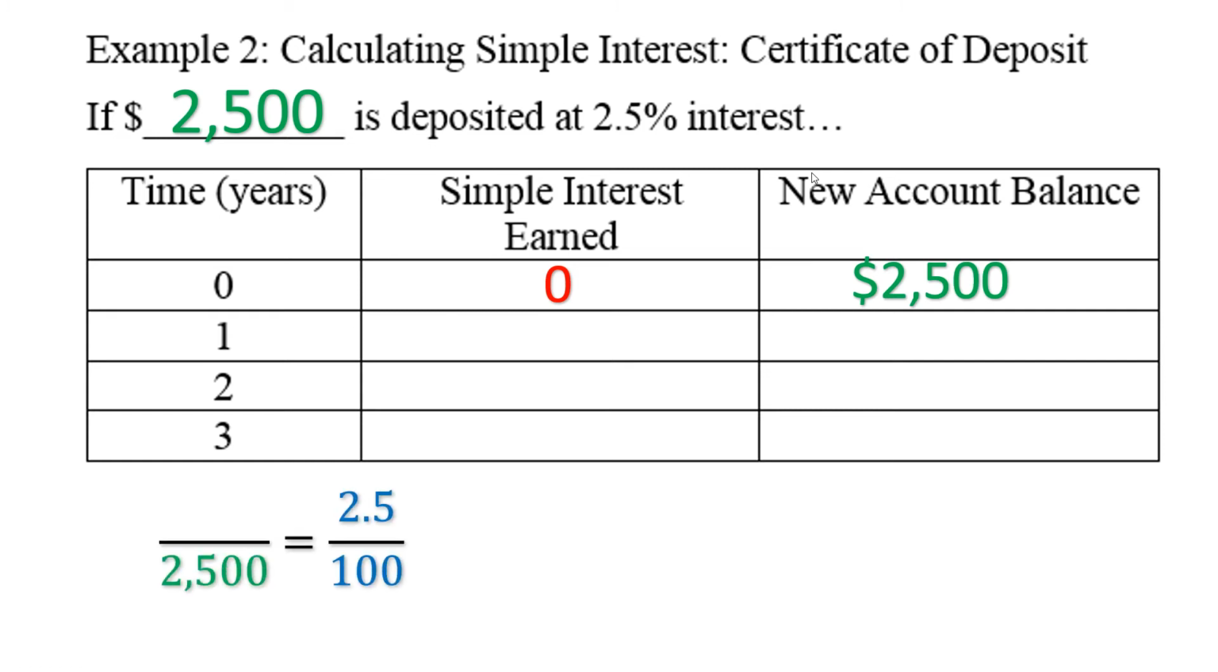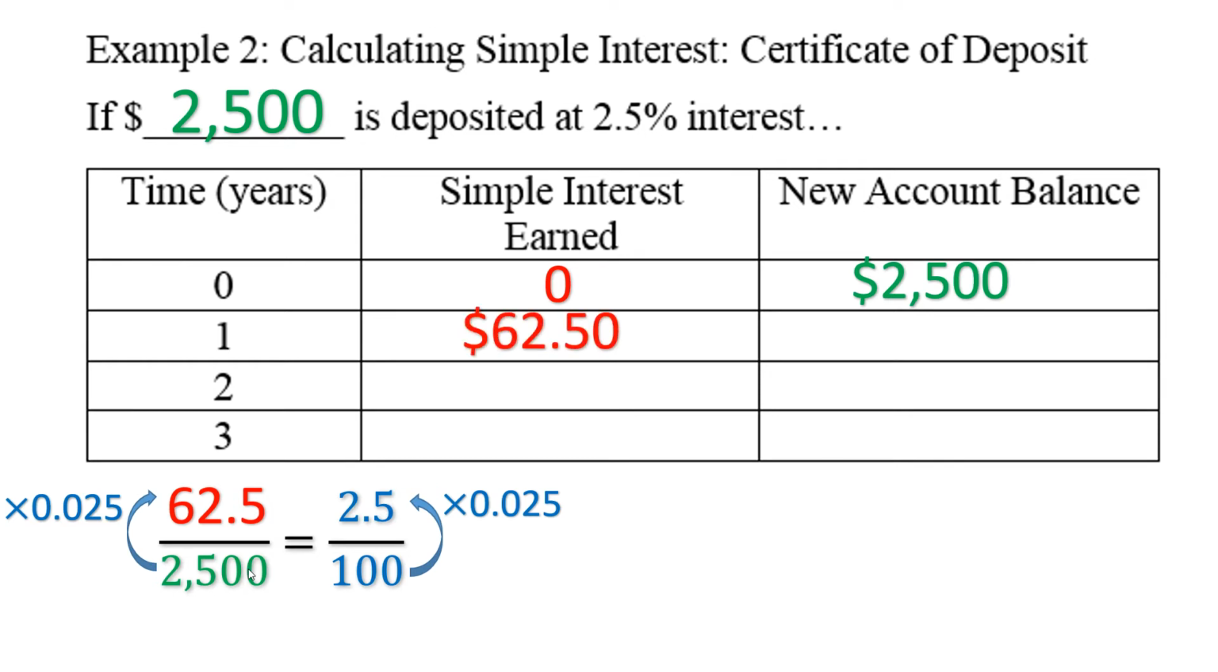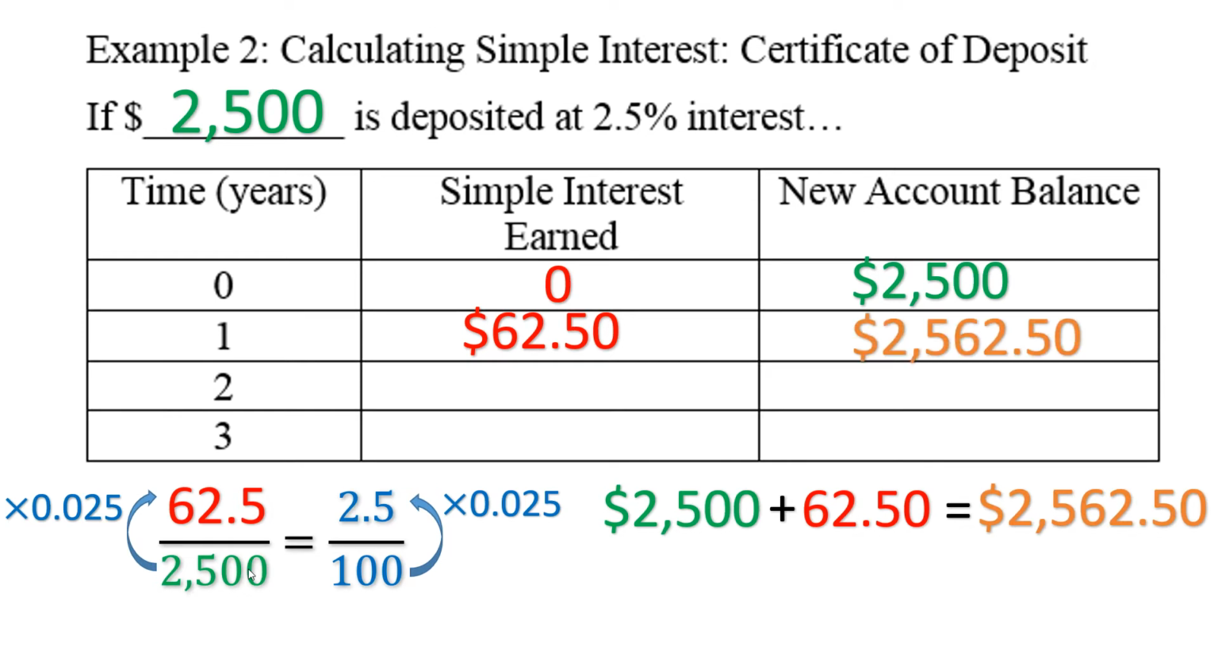Now, to find out how much would be earned from interest after 1 year, we have to do 2.5% of $2,500. So you'd multiply by 0.025, and that is 62.5, which is $62.50. Now, the new account balance after a year is going to add the interest, so 2,500 plus 62.50, and you get a new account balance of $2,562.50.